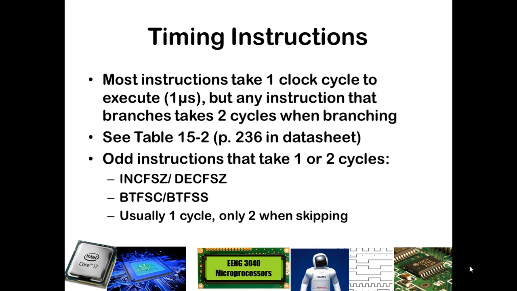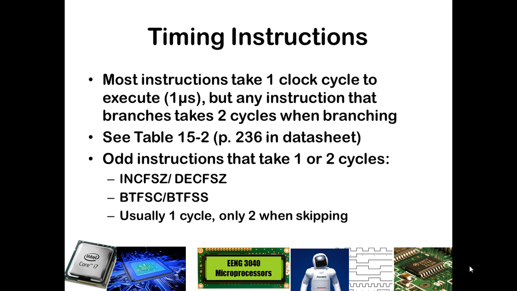If we want to talk about how long certain code takes to execute, we need to realize that most instructions take 1 clock cycle or 1 microsecond. Some other commands that have branching take 2 cycles when there is branching. Things like your gotos, your returns, return literal and with literal and W, all of those take 2 cycles. You can look at table 15.2 on page 236 in the data sheet to see more detail, and the following slides will be excerpts from that particular table in the data sheet for the PIC.